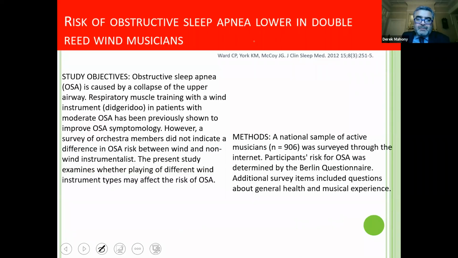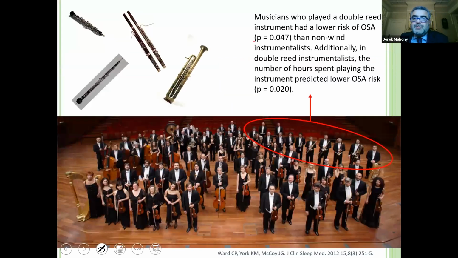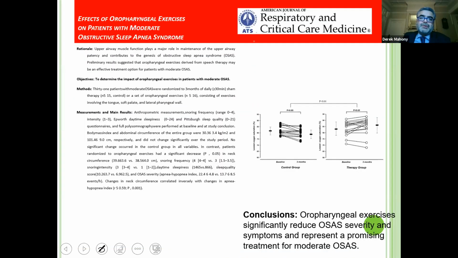And here's another paper, also published in the Clinical Journal of Sleep Medicine, where they looked at the respiratory muscle training in people who use different wind instruments, okay? What they found is that musicians who played a double reed instrument had a lower risk of sleep apnea. So, there's a lot in the literature to make you understand that muscle retraining is important. And the conclusions of this paper, oropharyngeal exercises significantly reduce sleep apnea severity and symptoms. So it's a good treatment modality.